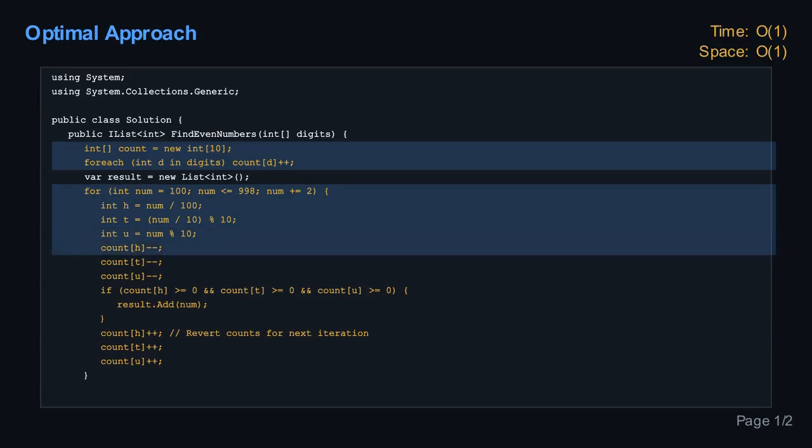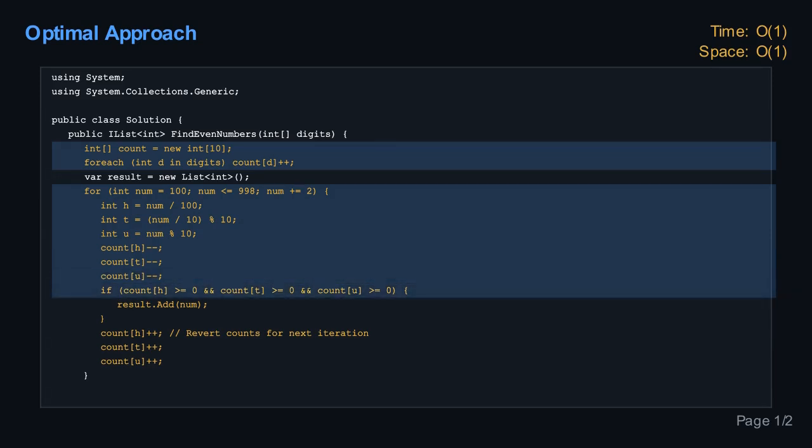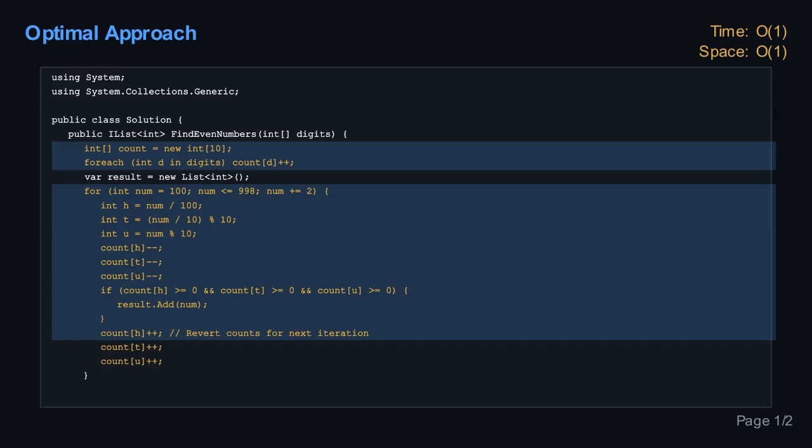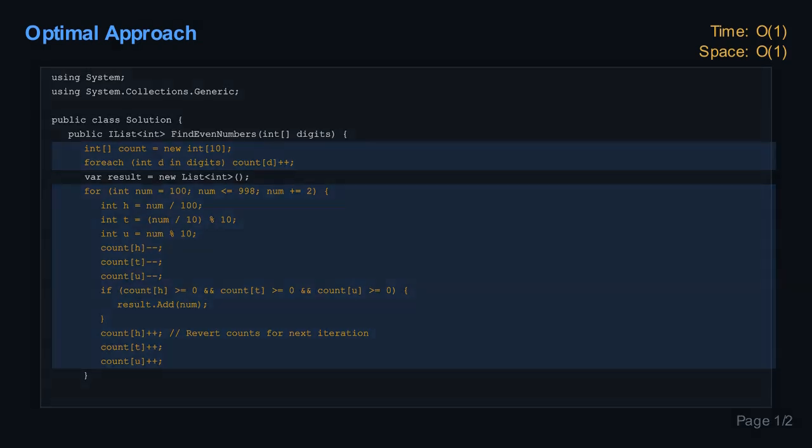To do this efficiently, we first pre-process the input digits into a frequency array, counting how many times each digit from 0 to 9 appears. Then, for each even number from 100 to 998, we extract its hundreds, tens, and units digits. We decrement their counts in our frequency array. If all counts remain non-negative, meaning we have enough of each digit, we add the number to our result list. Finally, we remember to undo the decrements by incrementing the counts back for the next iteration.